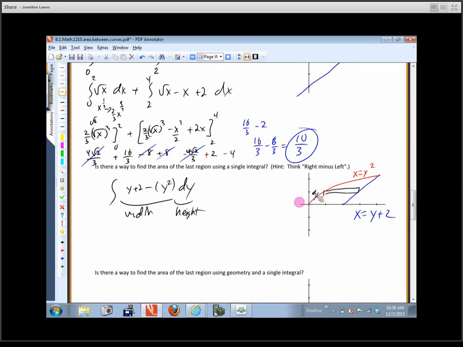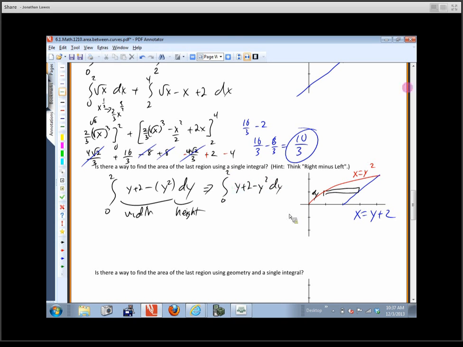I'm going to slice from here up to here. So if these are functions and differentials of y, I need limits in terms of y. I'm slicing in the y direction. Where do I start slicing? 0, and where do I stop? Stop at 2. So take a good look at this. I'm going to clean this up just a little bit. The integral from 0 to 2 of y plus 2 minus y squared dy.